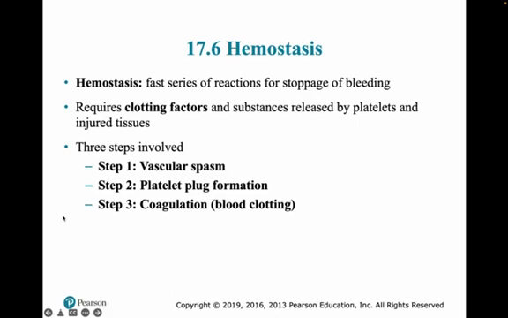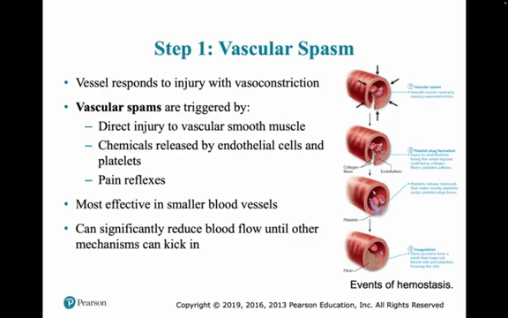There are three steps in this. Firstly, vascular spasm, which happens after you have an injury. Then the platelet plug formation, and finally the coagulation, the blood clotting itself. So first one, suppose there is a vessel injury, your tissue is injured. The tissue will undergo some vasoconstriction, so that there is a vascular spasm.